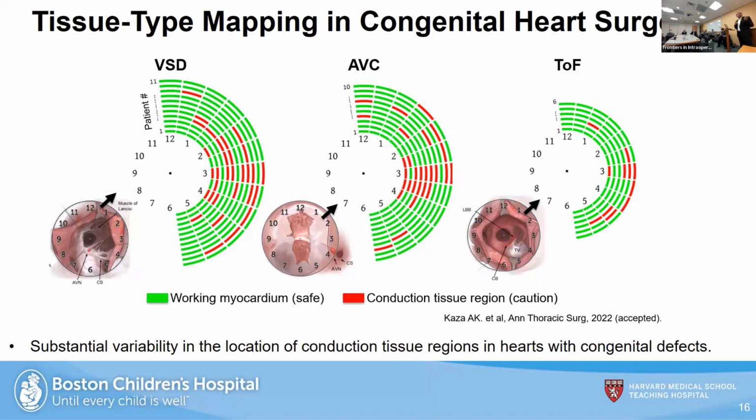And as you can see, in most of these cases, while the conduction tissue was prominently located between 3 and 4 o'clock, in some of these patients you can see there is variation in where the conduction tissue can be. So this is our FCM system, and as we have been discussing throughout this conference, this is probably the most direct evidence of substantial variability in the location of the conduction tissue region in the heart, even in these simple defects of VSD, AV canal, and tetralogy.